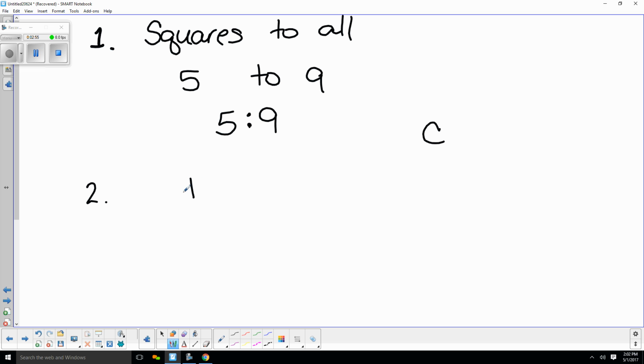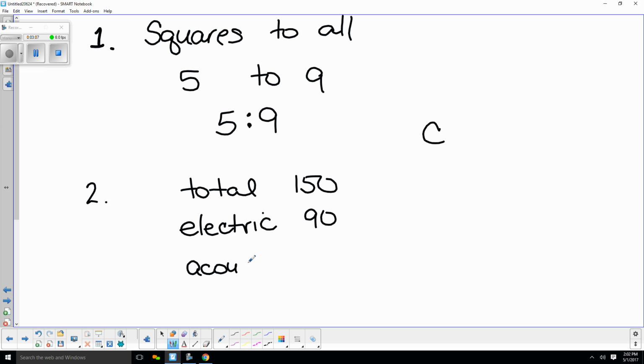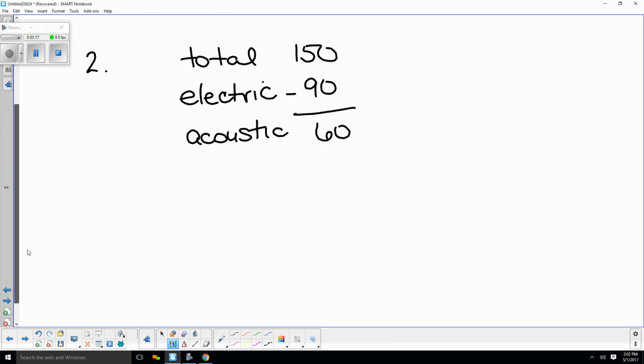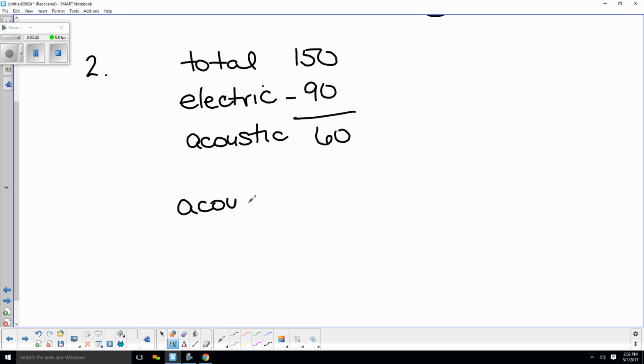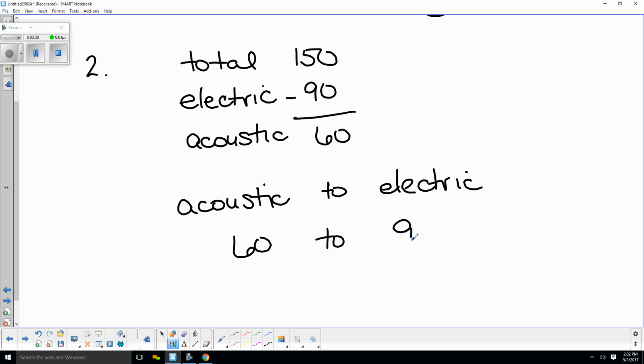We know there's a total of 150 guitars. The electric guitars, they said, was 90. And so the rest were acoustic. Well, I need to figure out how many acoustic I have, so I'm just going to subtract, and I get 60. Now, the ratio they asked me to find was the acoustic guitar to the electric. Well, when I put my numbers in, we have 60 acoustic and 90 electric.